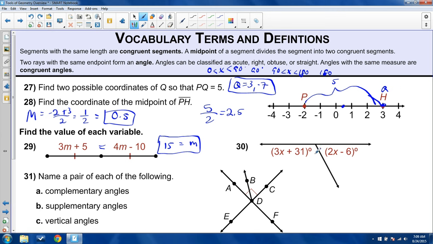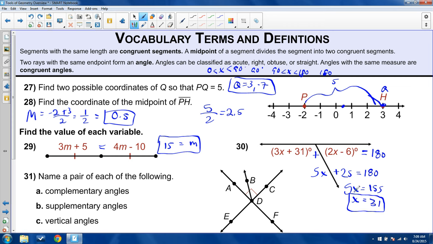So if I add 3x plus 31 with 2x minus 6, I should get 180. Now I got to combine like terms. We get 5x plus 25 equals 180. Subtract 25, you get 5x equals 155. Divide by 5, you get x equals 31.